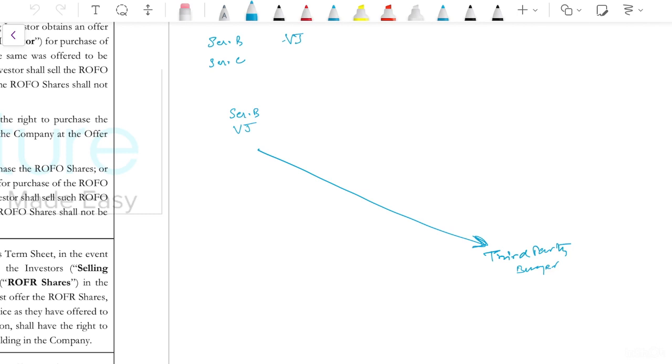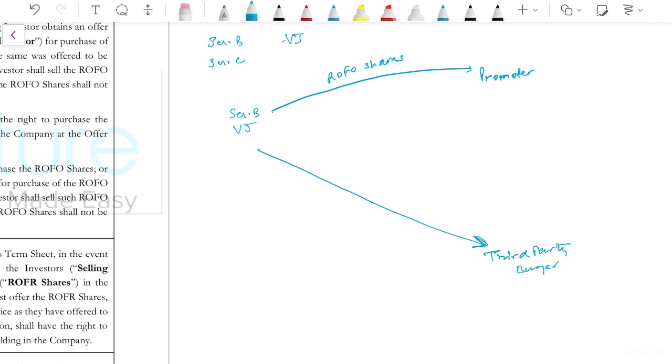I cannot directly sell to a third party buyer. The clause states that in the event I want to sell to a third party buyer, I will first go to the promoter and offer the shares to the promoter. The shares, let's call them ROFO shares.